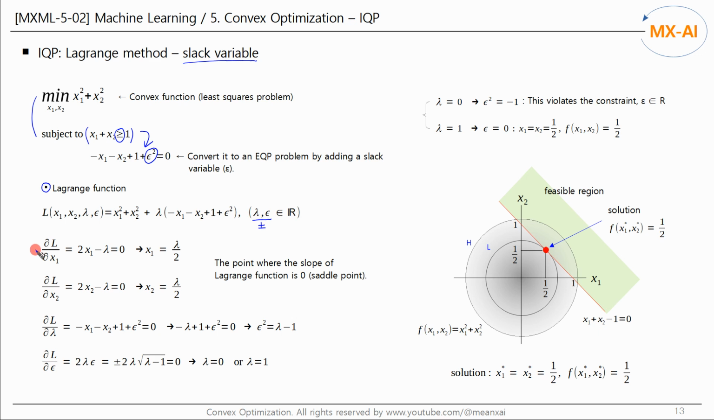The solutions to this Lagrange function are as follows. There are two candidate solutions like this. The first candidate violates this constraint because epsilon is not real valued. Therefore, we select the second candidate as the final solution. This is the feasible region, and the optimal solution is located here. Therefore, the final solutions to this problem are as follows.